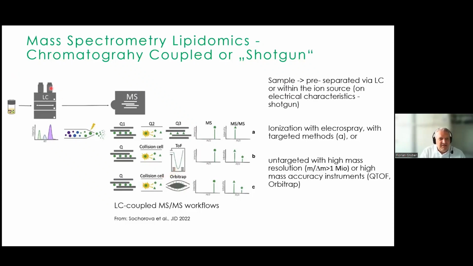Another approach is to omit the liquid chromatography step and do the separation within the ion source; there are also technologies that can do that. It's called shotgun lipidomics, because the liquid chromatography step for each sample is quite time consuming, and shotgun lipidomics is much faster and can give you a large overview about the lipid classes and species, and is very useful for high throughput analysis.